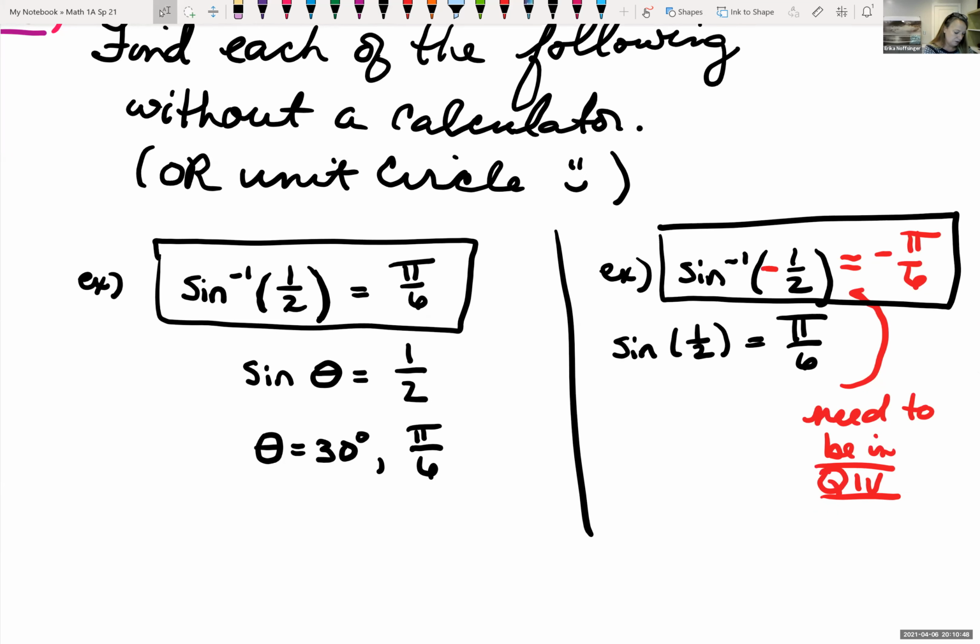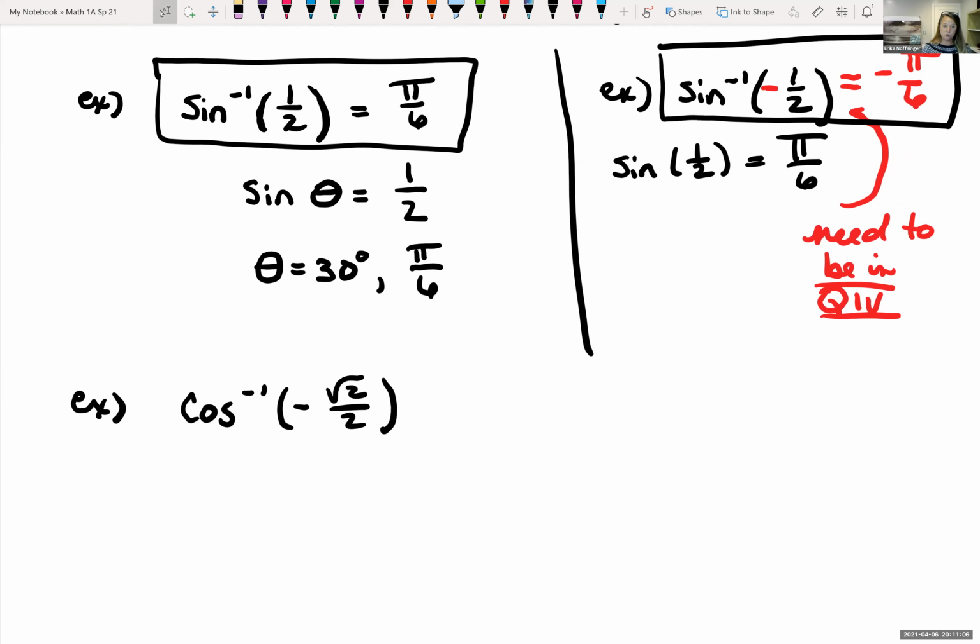Okay, so let's go through a couple more. If we were looking at cosine inverse of negative √2/2, I know my output of this was the domain of my original function. For cosine, the original function was from 0 to pi. We limited our domain to 0 to pi, so this answer has to be between 0 and pi. So the first and the second quadrant.